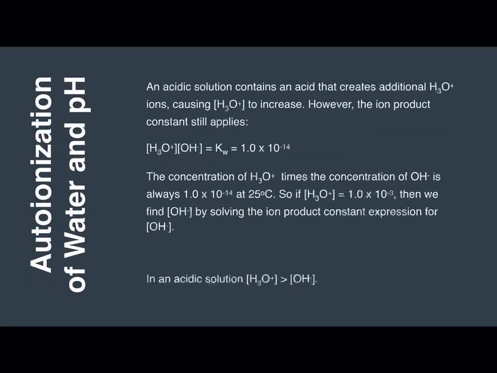So when you're looking at this, you can kind of use common sense. If neutral is 1 times 10 to the negative 7th, that means if you go greater than that for the hydronium concentration, it's acidic. If you go greater than that for the hydroxide concentration, it's basic, and vice versa.